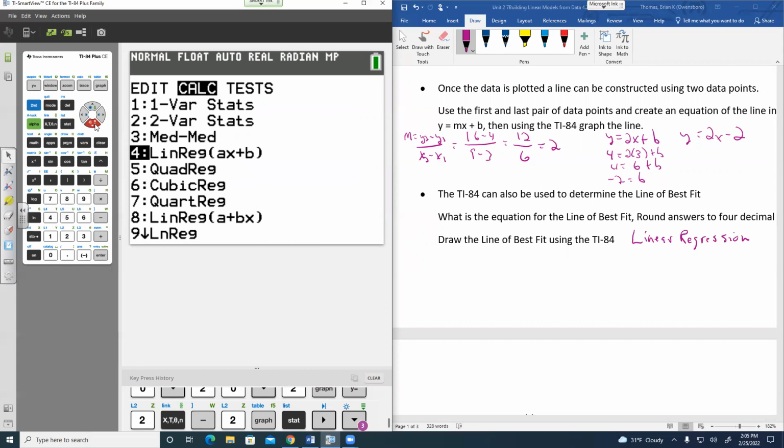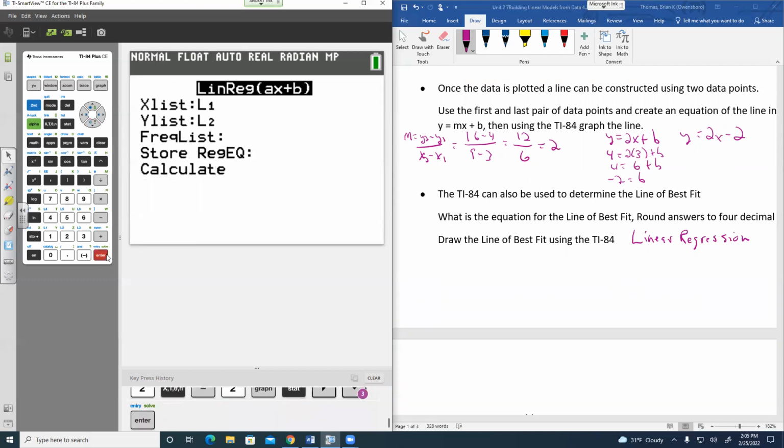So instead of me doing this by hand, like I just did, this calculator can actually create a line of best fit itself, where I wouldn't have to do this math. Let's see how close it is to ours that we did by hand. If I hit enter, it's asking, yes, we're using L1 for the X's and L2 for the Y's. We're not using a frequency list, and we're not storing any data there. Let's go ahead and just calculate it. So everything there is correct.